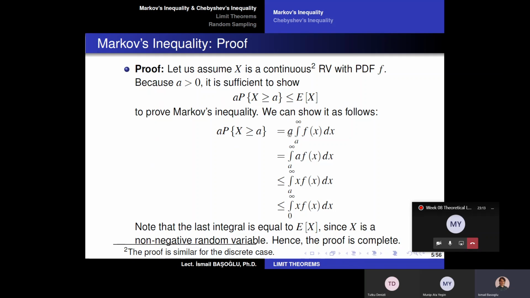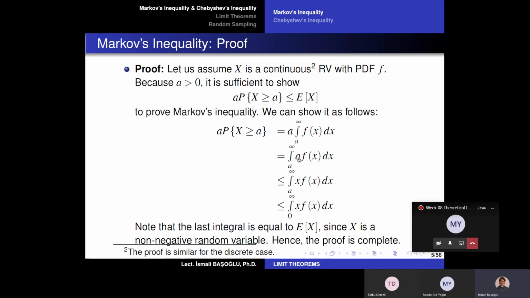We can just take this multiplier inside the integral, and that is going to change nothing, right? So instead of multiplying the result of the integral with a, we multiply the integrand with a and then take the integral. And that is going to be an integral from a to infinity of a times f_x dx. Now, here a is the lower bound of this integral, as you can see. The lower bound of this integral.